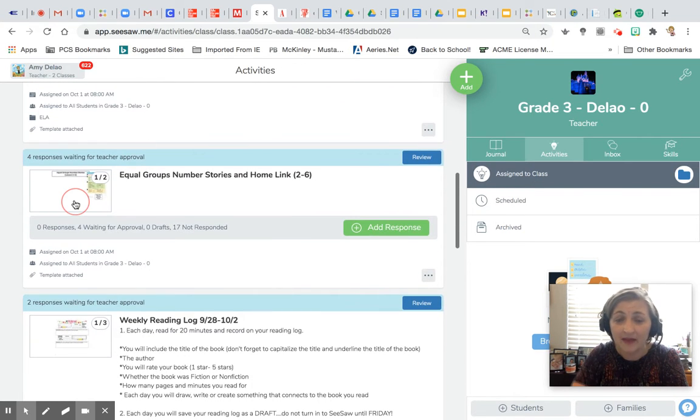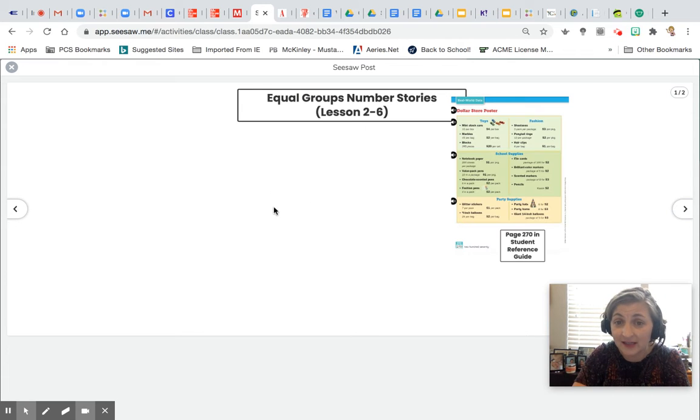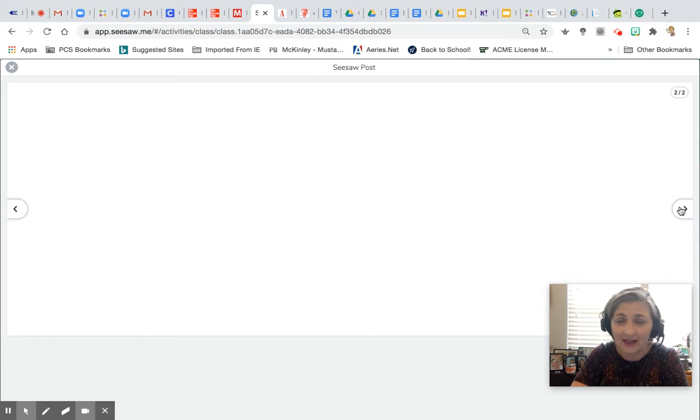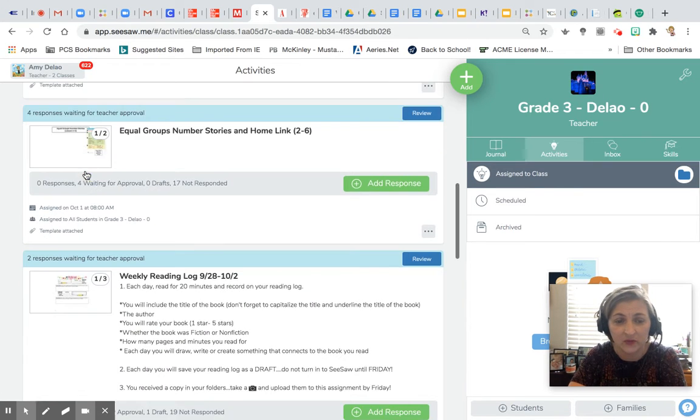Here is your math. I want you to take a picture of your math boxes and your journal page and stick that right here. Here is the dollar store poster if you needed it. And then here is the home link page. Okay, you can always click do a page 3 if you want for the math boxes, or you can just have them side by side on the first one.